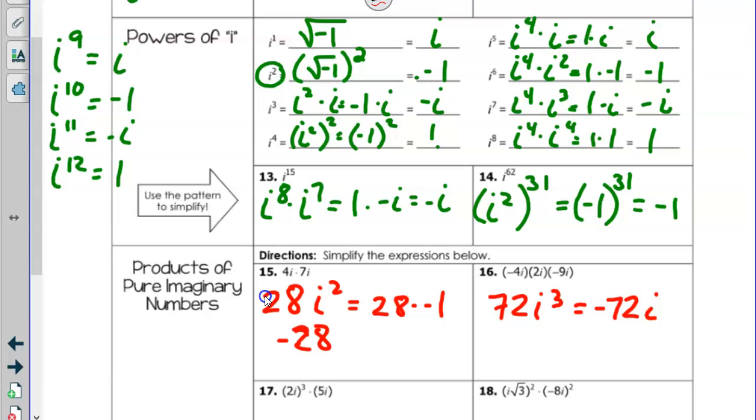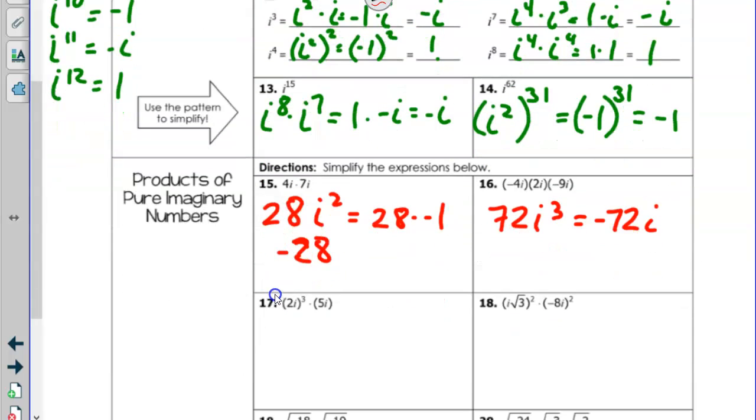So we want to simplify it as much as possible. Negative 72i. This part will seem a little more clear. You're not going to have a ton of i to the 80th. All right, let's try number 17. Now we have to think.